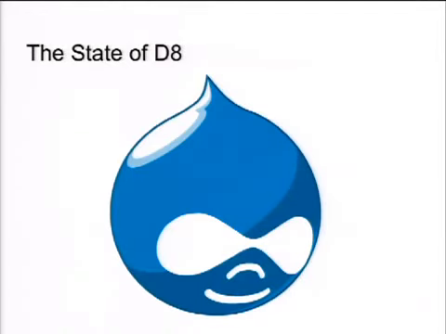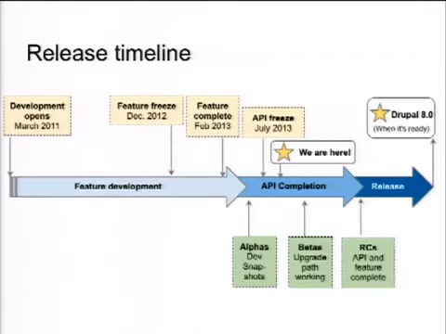So let's talk about the state of Drupal 8. I want to kind of blow through this. Dries sort of already talked about it. So feature development began in March of 2011. We had a feature freeze in December of 2012. And then there was a period of time where, even though we weren't accepting new features, we were polishing up the existing features. And that lasted until February of 2013. Then we had a period between then and API freeze to rejigger things and clean things up. We entered API freeze in July 2013, and now we're in a phase of the release called API completion.